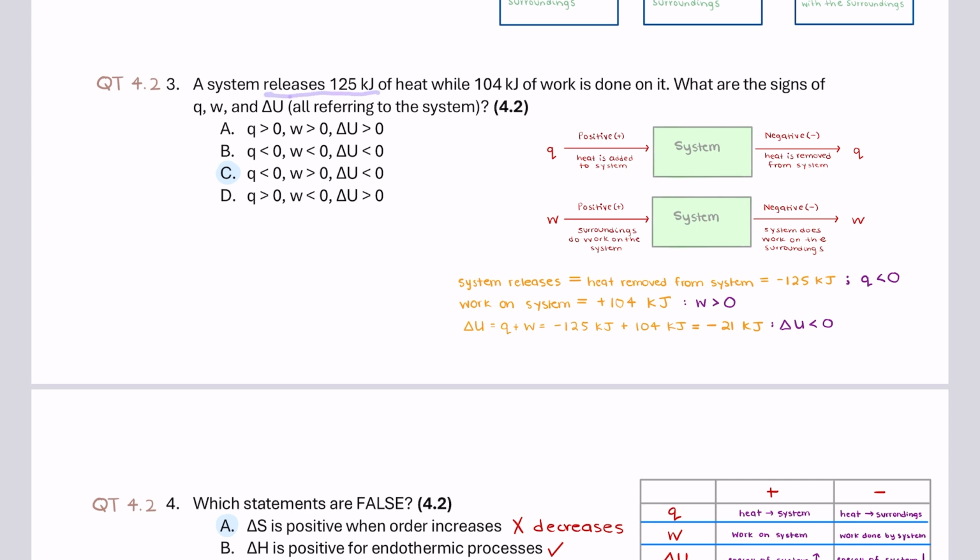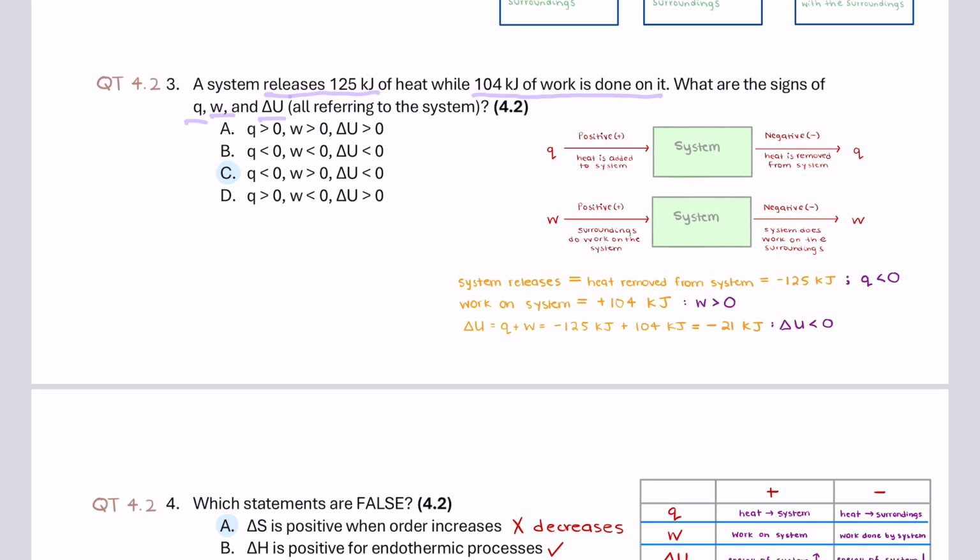Problem 3 says a system releases 125 kilojoules of heat, while 104 kilojoules of work is done on it. What are the signs of heat, work, and change in internal energy, all referring to the system?